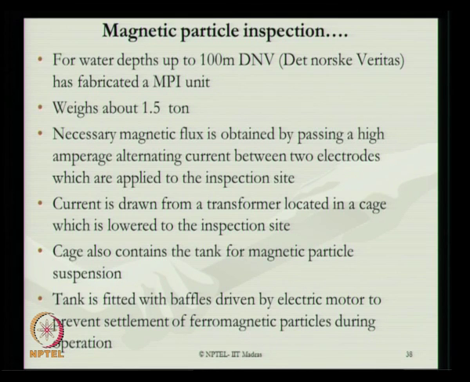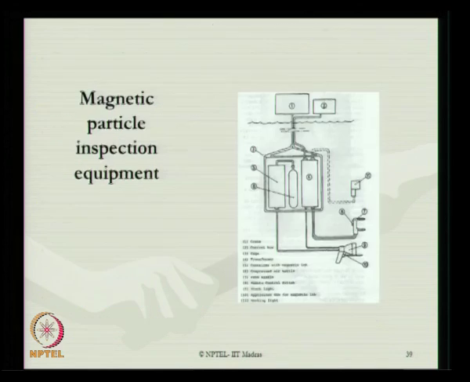For water depth up to 100 meters, DNV has fabricated an MPI unit. MPI stands for Magnetic Particle Inspection Device. The device weighs about 1.5 tons. The necessary magnetic flux is obtained by passing a high amperage alternating current between two electrodes which are applied to the inspection site. Current is drawn from a transformer located in a cage which is lowered to the inspection site. The cage also contains a tank for magnetic particle suspension. The tank is fitted with baffles driven by an electric motor to prevent settlement of ferromagnetic particles during the conduct of the experiment.